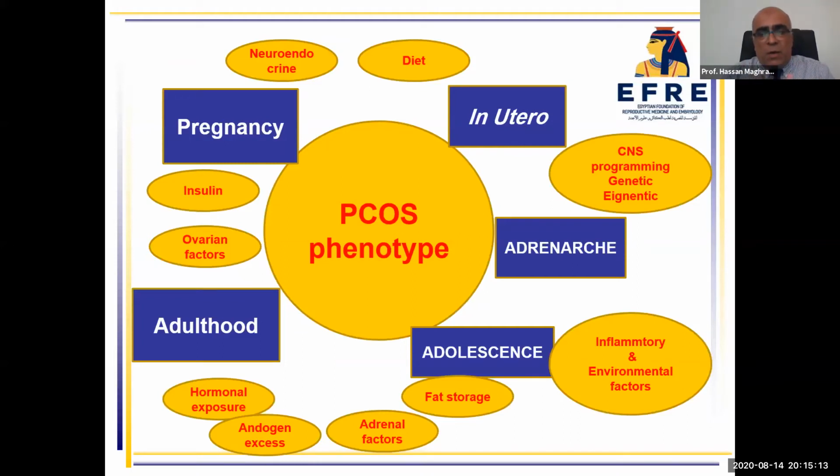The phenotype of PCOS develops in utero because of CNS programming and genetic alteration or epigenetics. Then during adrenarche and adolescence, a lot of factors come into play to affect the clinical picture of PCOS. In adulthood, you may find hormonal exposure, androgen excess, adrenal factors, or the recent criterion of different fat storage coming into play to affect the PCOS phenotype. Also, insulin resistance and ovarian factors are important.